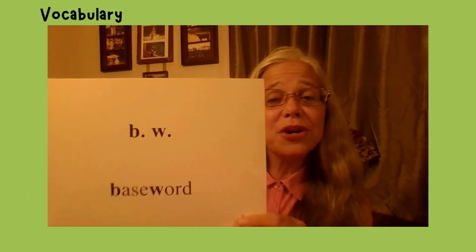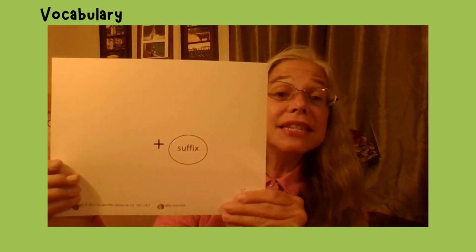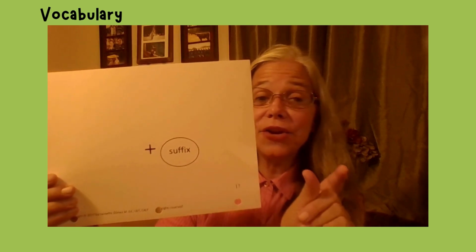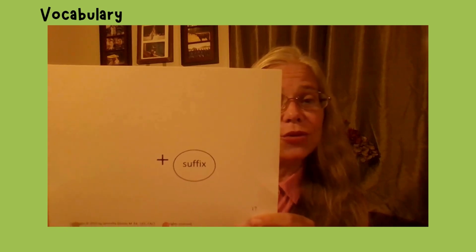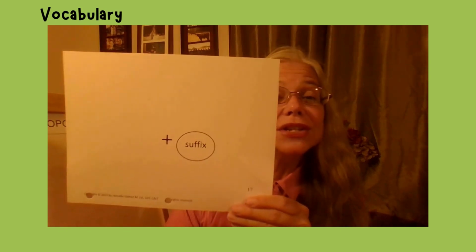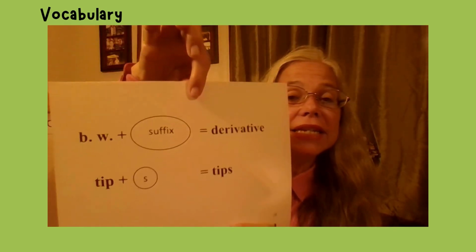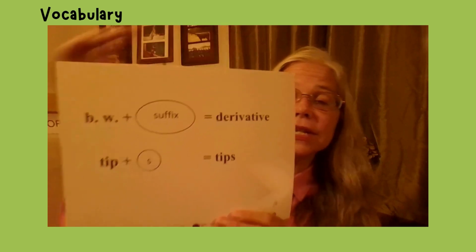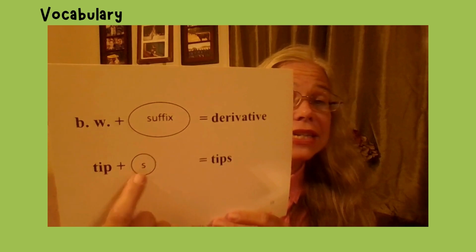A base word is a complete English word. A suffix is a letter or letters added to the end of a base word. We code suffixes by circling them. A base word plus a suffix is called a derivative. For example, tip plus suffix s gives us tips.